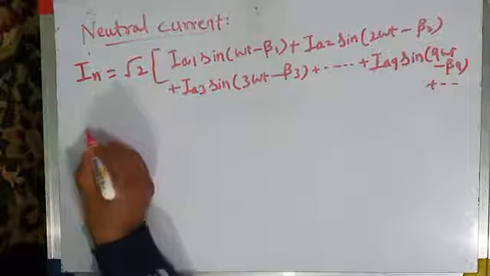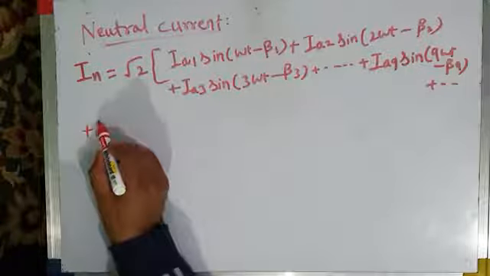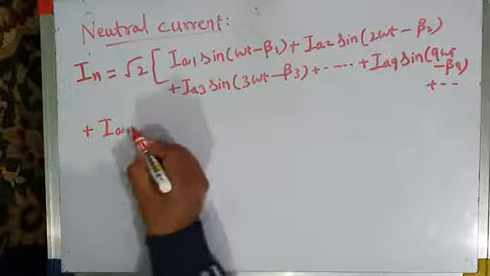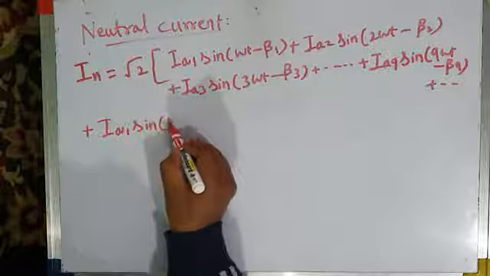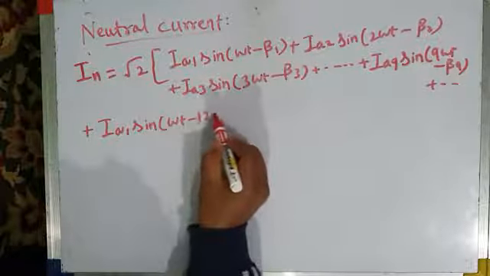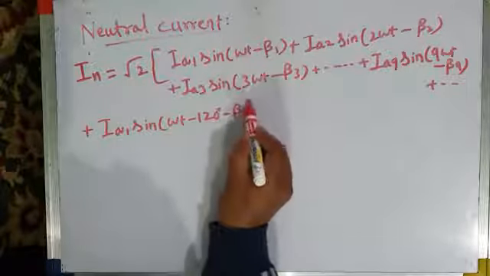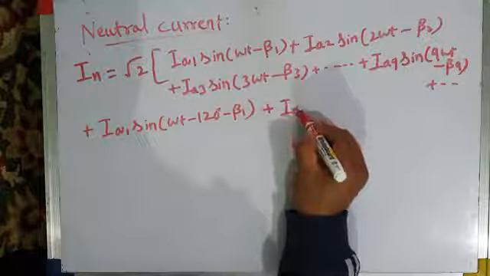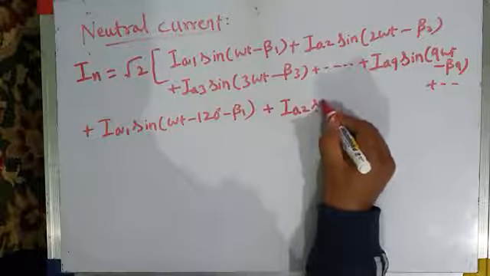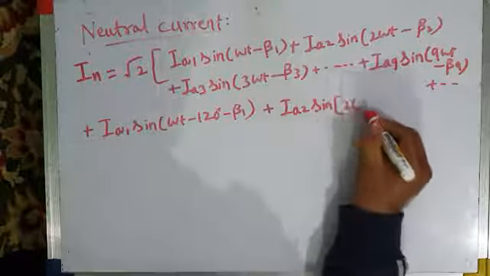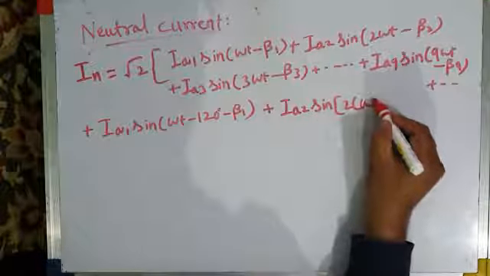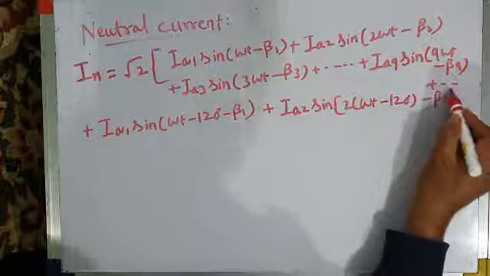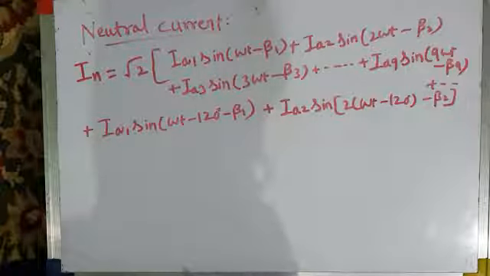Plus, now let us go to phase B or line B current. Line B current has a fundamental component of IB1, which is also equal to IA1 sine of omega t minus 120 degrees minus beta 1. You already know this. Plus now harmonics. Let's take second harmonic: IA2 sine of 2 into omega t minus 120 degrees minus beta 2. This is second harmonic component of the current.